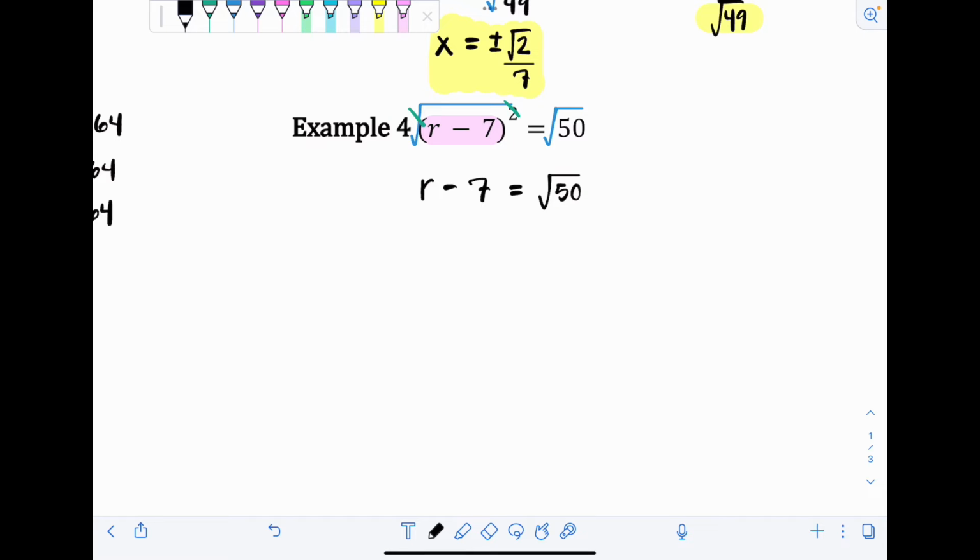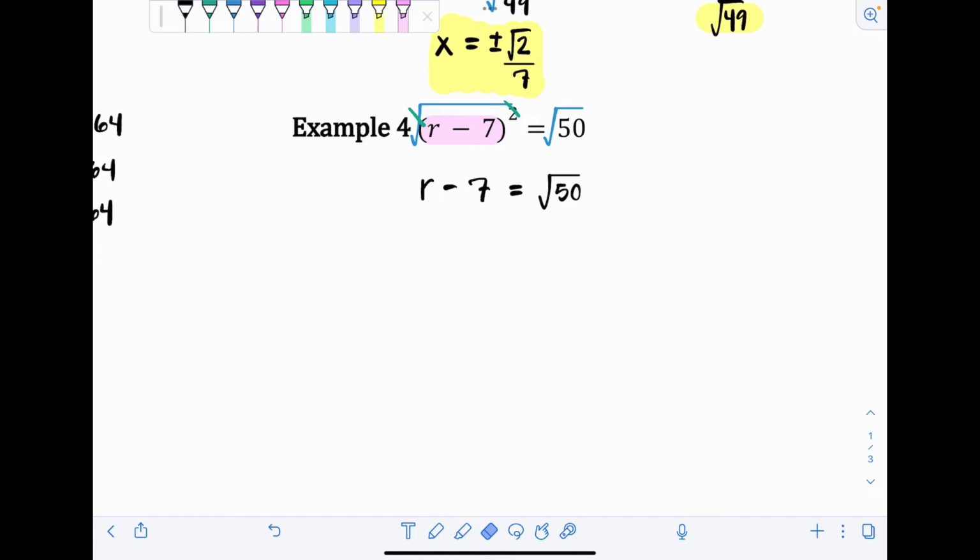So 50 is not a perfect square. If you look at a list of perfect squares, it's not going to be on there. If you try to think of a number times itself that equals 50, it wouldn't work, because 7 squared is 49, but 8 squared is 64. So 50 would be somewhere in the middle of that. However, 50 has a perfect square factor, which means that this radical can be simplified.